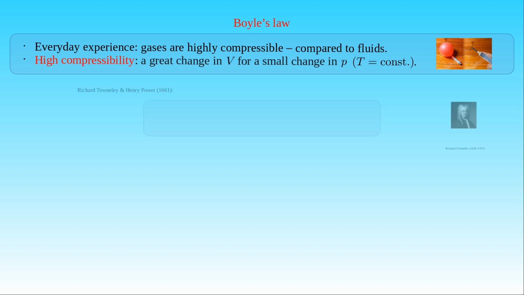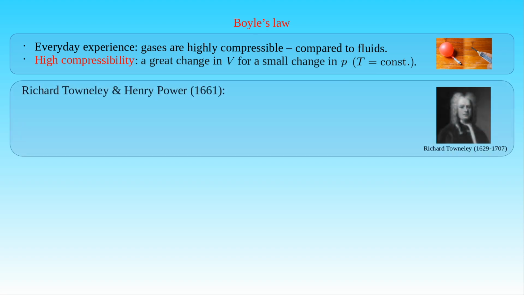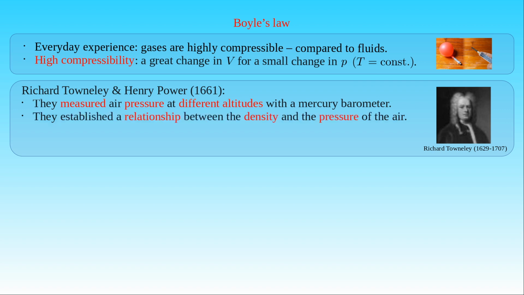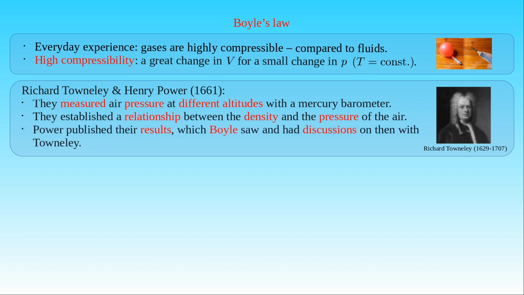Historically, Richard Townley and Henry Power were the first researchers in 1661 who tried to establish the barometric formula. They measured the air pressure at different altitudes along a hillside by using a Torricelli-type barometer, and they were able to establish a relationship between the pressure and the density of air. Power published the results of their measurement in his book with the title Experimental Philosophy. Boyle saw the early draft of the book and had discussions with Townley.